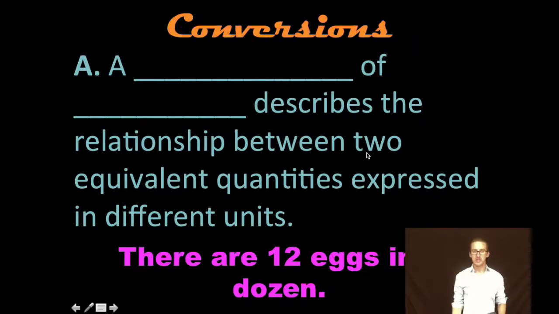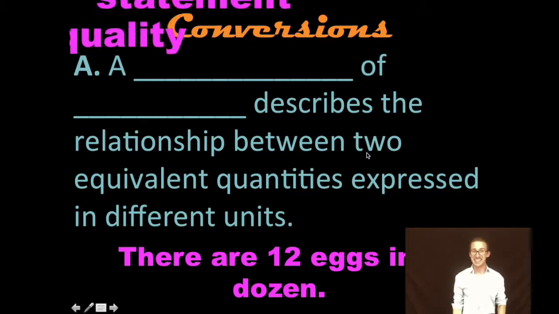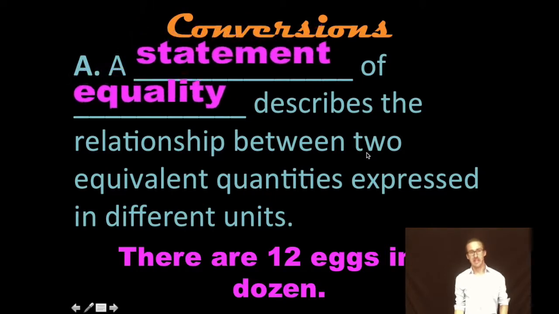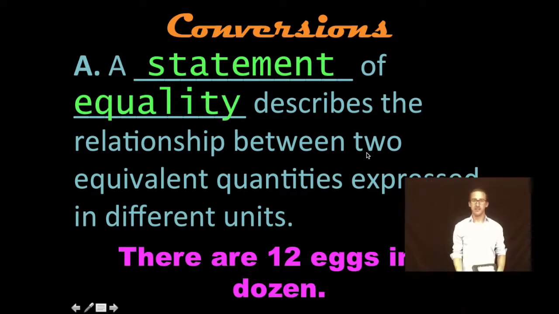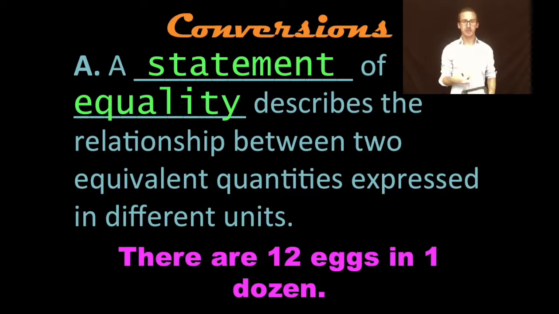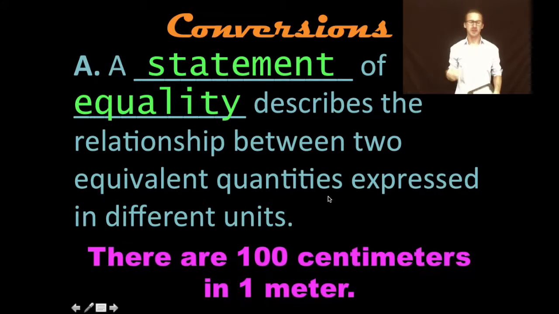Okay, so first things first, what in the heck is a statement of equality? If we're going to be converting them into conversion factors, we should know what they are. So a statement of equality just describes the relationship between two equivalent quantities expressed in different units. For example, there are 12 eggs in 1 dozen. A statement that puts two quantities, in different units, equal to one another. In the metric system, there are 100 centimeters in 1 meter.